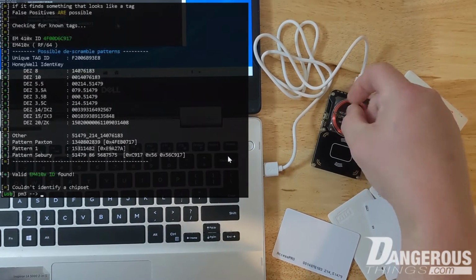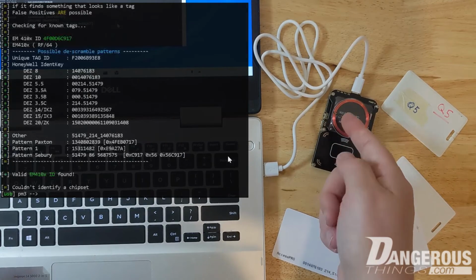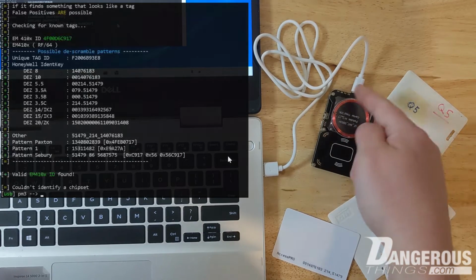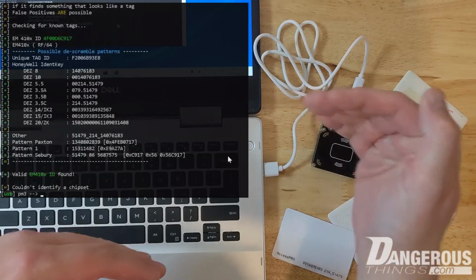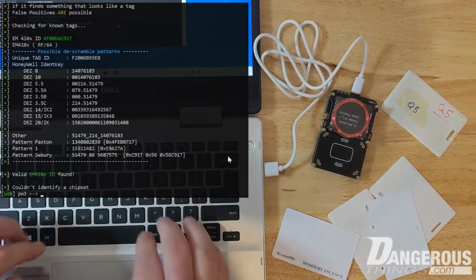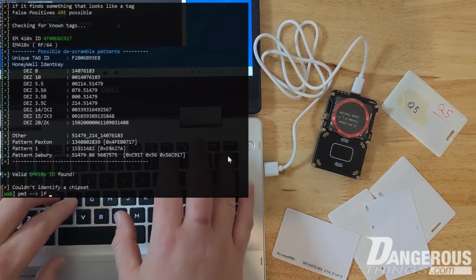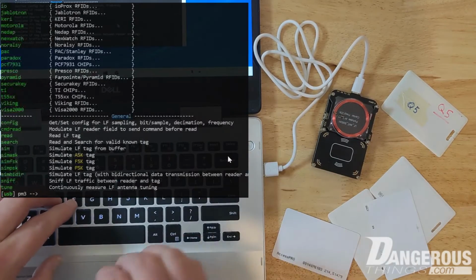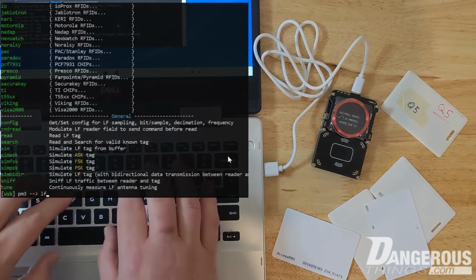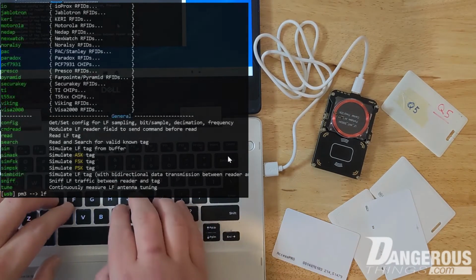You can see that I placed it so that it's essentially perpendicular to the antenna winding. So it's crossing the antenna winding at 90 degrees. We could do an LF tune, but we don't really need to do that. I know exactly where it is and how it's done. So because we're doing an EM card, we're going to want to do an LF.